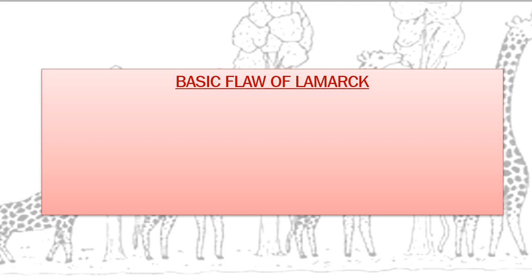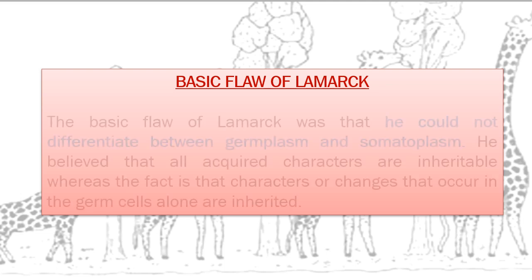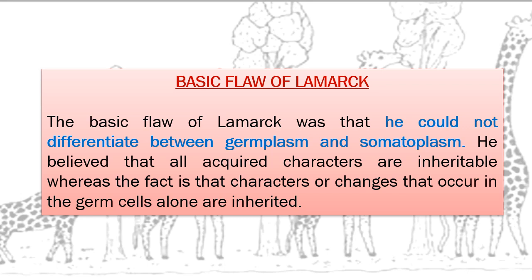Now let's see the basic flaw of Lamarck. So the basic flaw of Lamarck was that he could not differentiate between germplasm and somatoplasm. He believed that all acquired characters are inheritable, whereas the fact is that characters or changes that occur only in the germ cells are inherited.